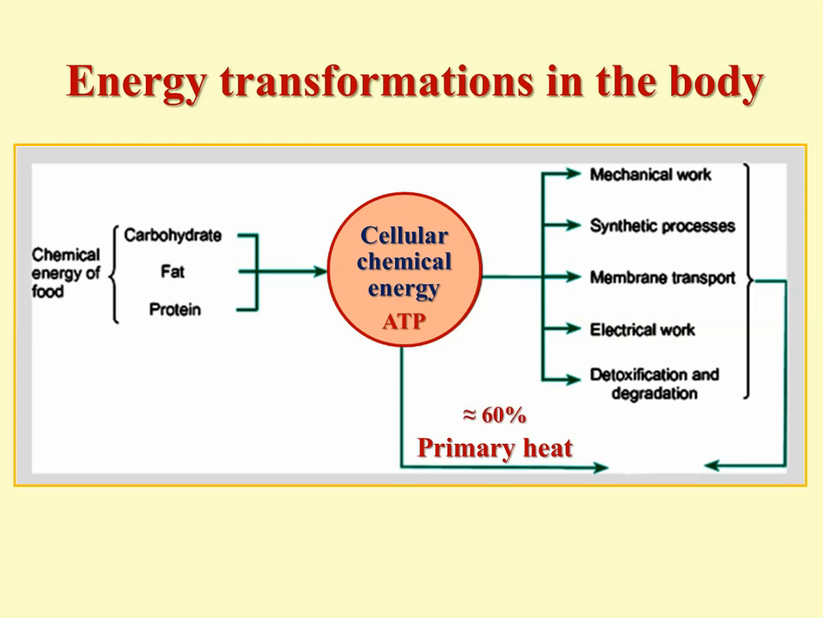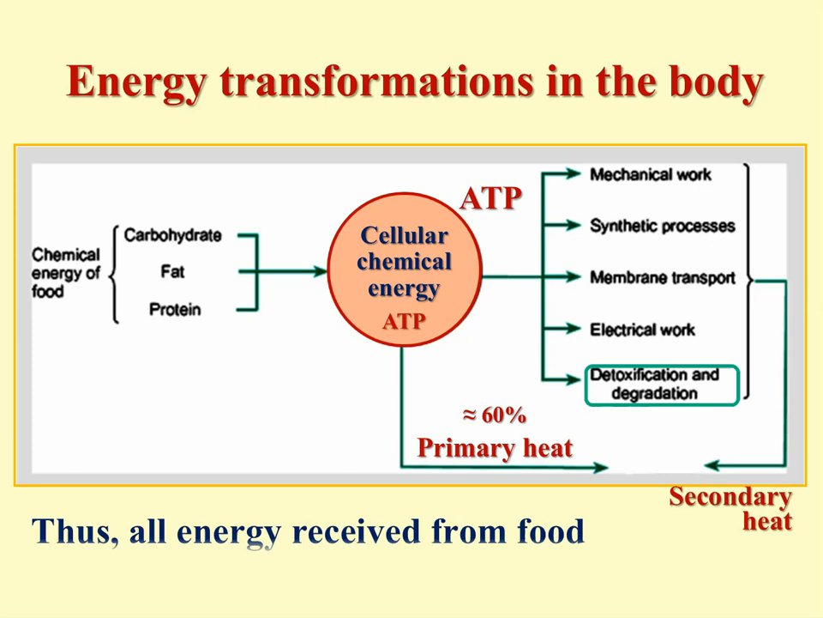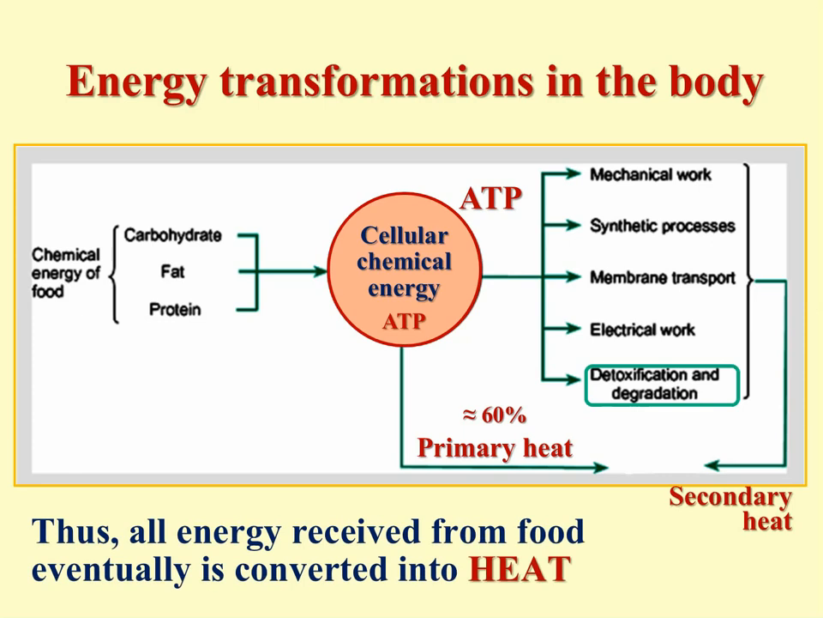About 60% at least of the energy from the oxidation of nutritional substances is converted to primary heat, and a lesser part is converted to ATP. This ATP can then be used for many processes listed here, such as mechanical work, processes of synthesis, membrane transport, electrical work, detoxification, and so on. All these processes use ATP energy. But when energy is used, it becomes converted again to heat, but now it's called secondary heat. So you can see that all the energy received from food eventually is converted into heat.